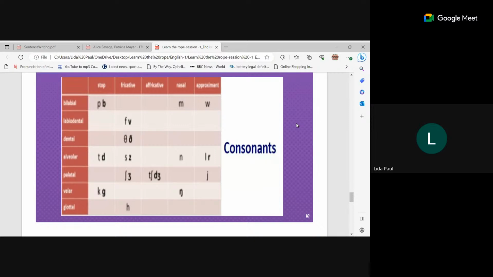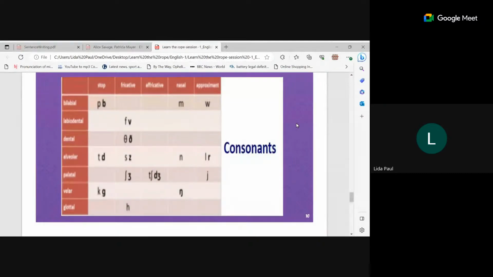One is the stop, fricative, affricate, nasal, and approximant. The detailed IPA chart will have more columns, more of these distinctions on the top row. But for our class, we're only concerned with the 5 distinctions of stop, fricative, affricate, nasal, and approximant.